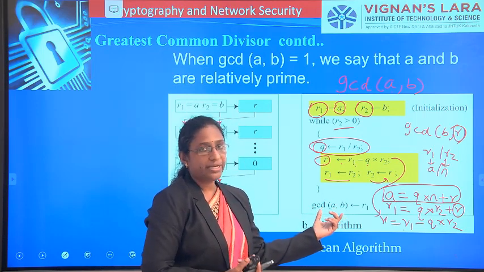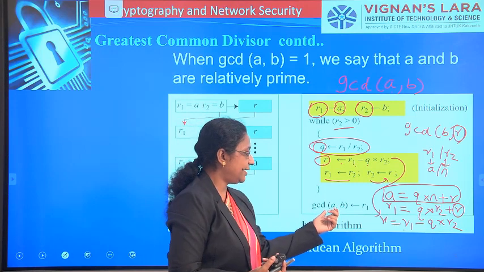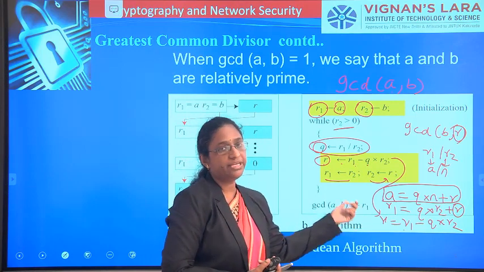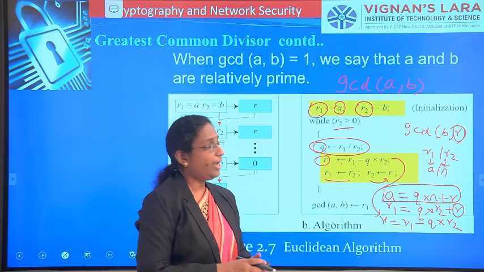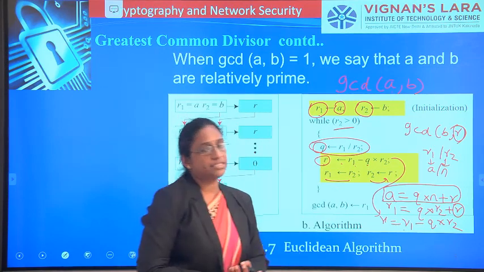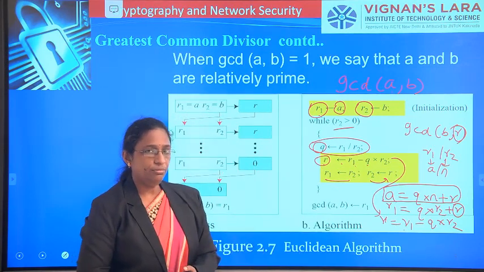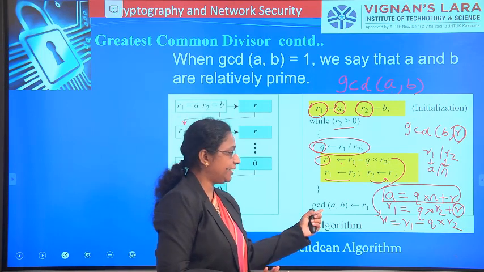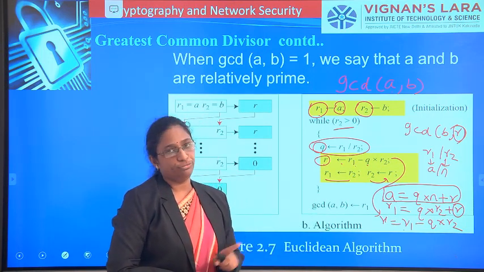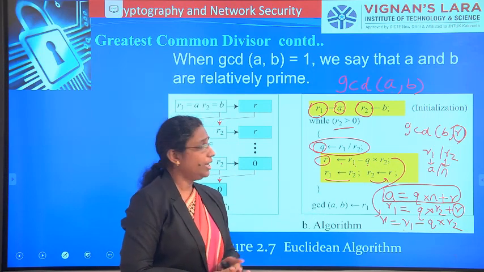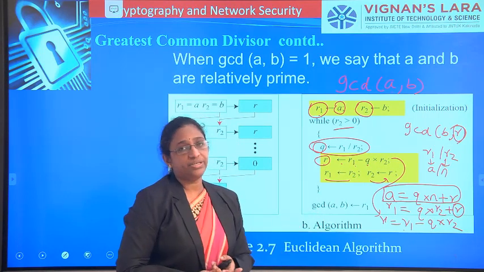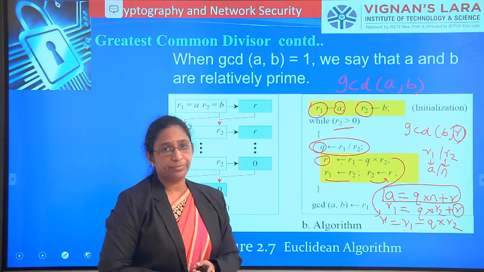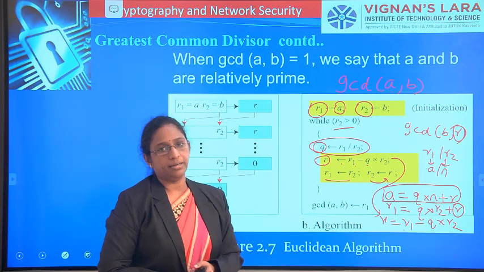Then you will come out of the loop and say that GCD of A comma B will be your R1 value. Since R2 has become 0 or some negative value, whatever R1 value we are getting will become the GCD of the two numbers. So that is the algorithm for calculating the GCD of two numbers using the Euclidean algorithm.